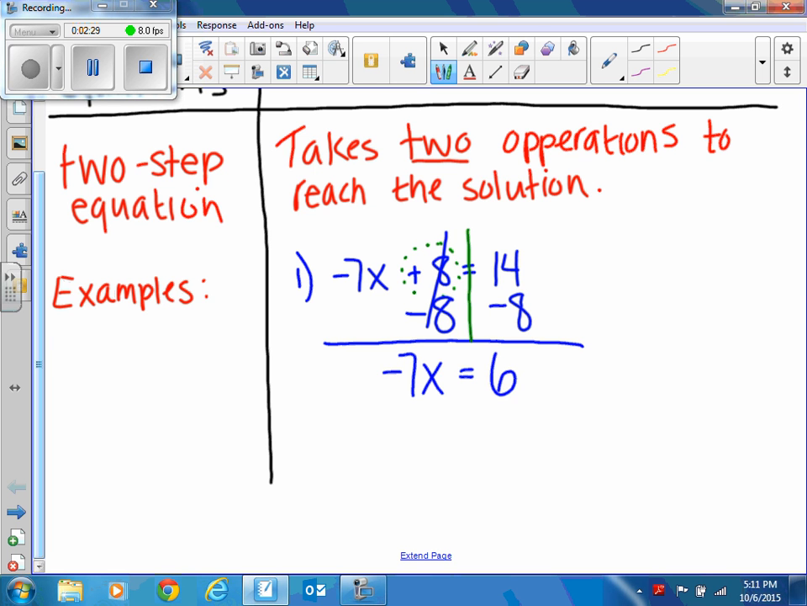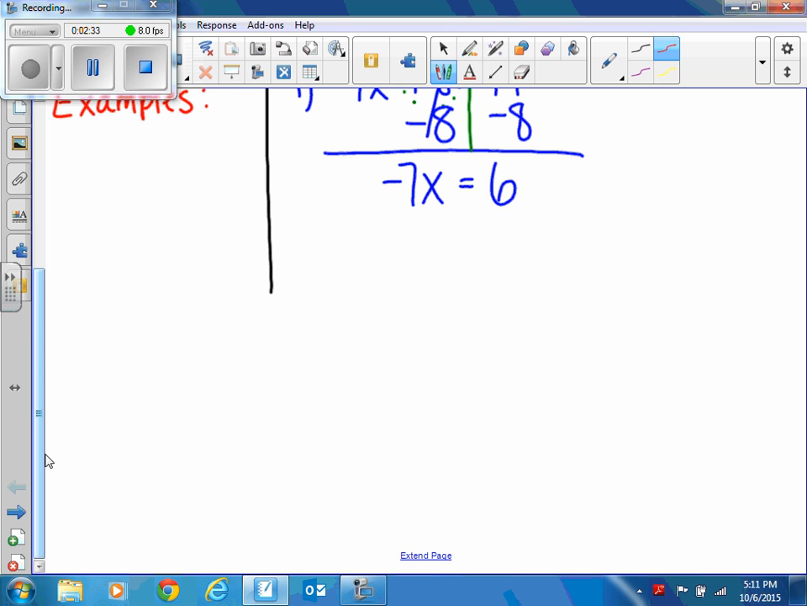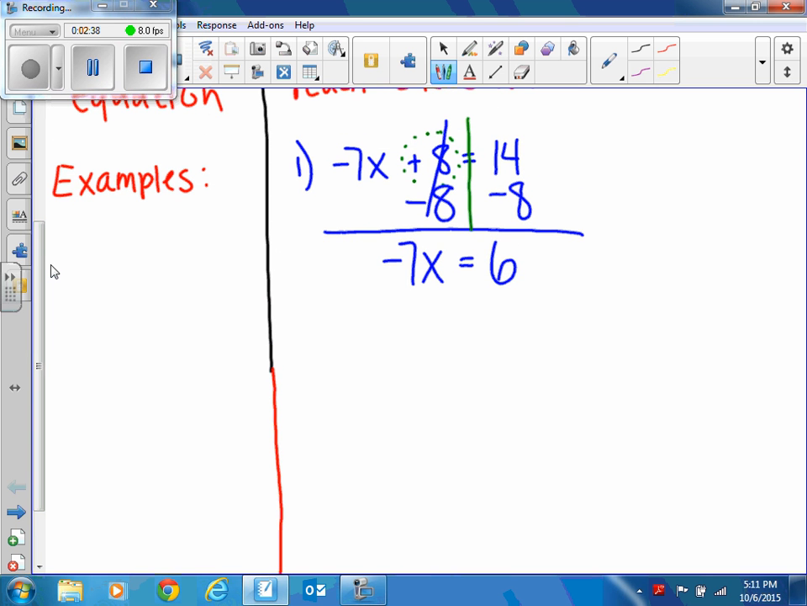All right? So, I'll move it down a little bit for you guys. That's one step, and now we're back to just a one-step equation. We know we're multiplying here, our 7 and our x, or negative 7 actually. So the opposite operation from multiply is to divide. So we're going to divide both sides by negative 7. Remember, what you do to one side, you have to do to the other.